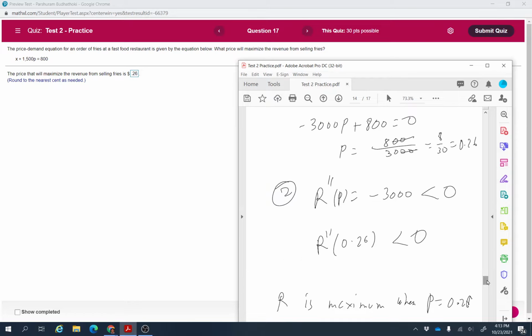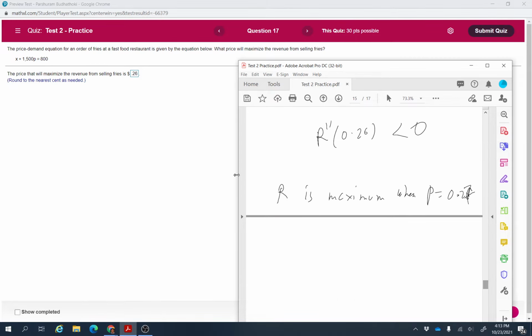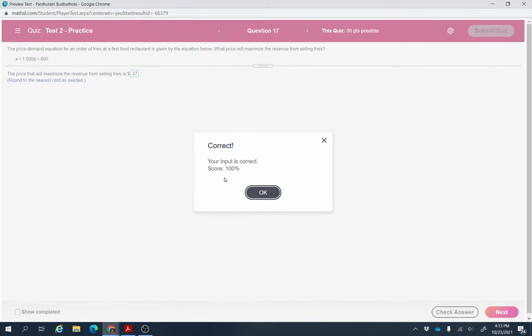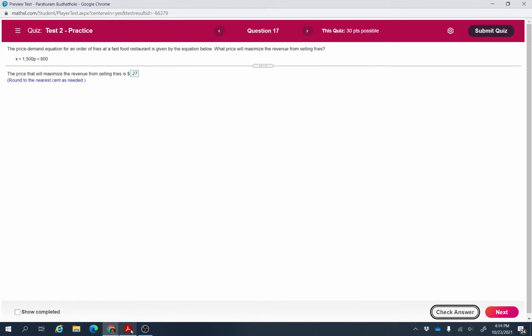If I divide 8 by 30, that will be 0.266. Oh yeah, there is a 6 after 6, so if you round it, it will be 0.27. It should be 27. My rounding was not right, so when you give the answer, try to double check your final answer. Okay, look, it's 100% right. Before it was not correctly rounded.